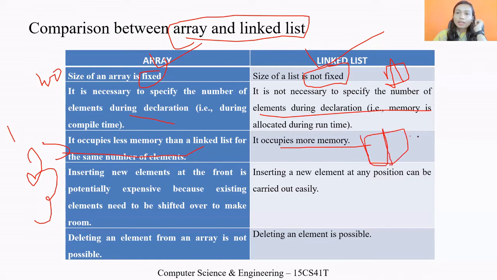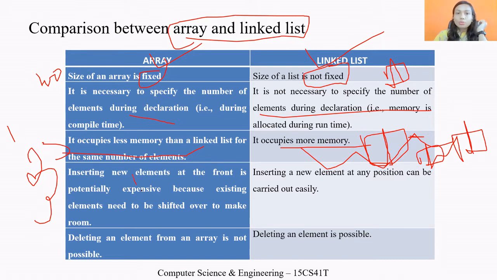It is like on a train, how one bogie is connected to another, yes or no, via chains. Same way your linked list is. One after the other, it will be connected using the pointers. So space will be more. Inserting a new element at the front of an array is very expensive because existing elements need to be shifted. That is, at the front it will be very difficult.